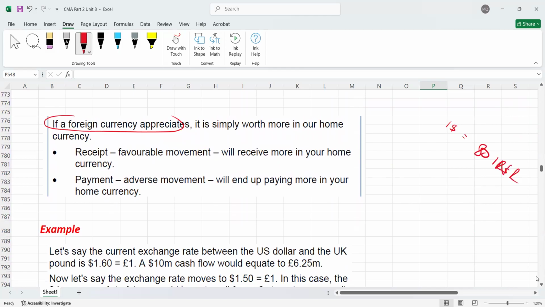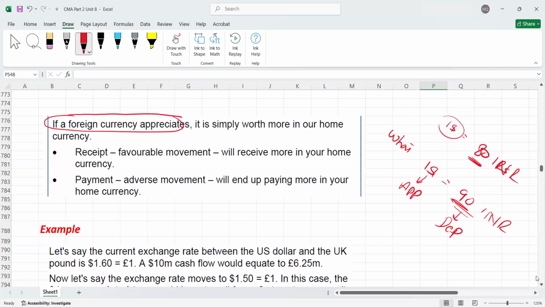Now what if the rate moves in this direction? $1 becomes 90 rupees, INR. Previously you were paying 80 rupees to buy $1. Now you have to give 90 rupees to buy $1. It means Indian rupees has depreciated and the dollar has appreciated. So this is what is written here.